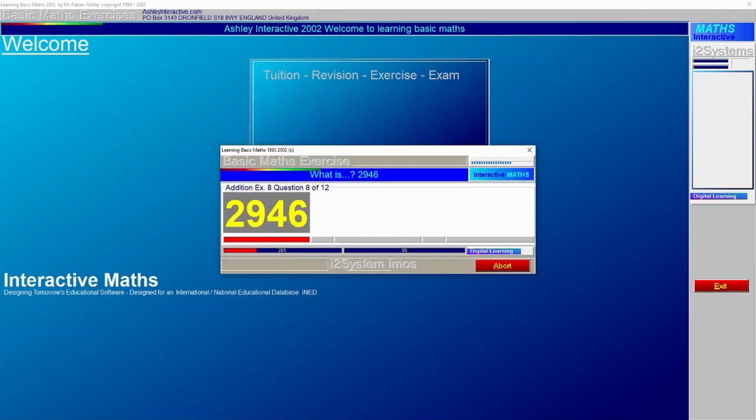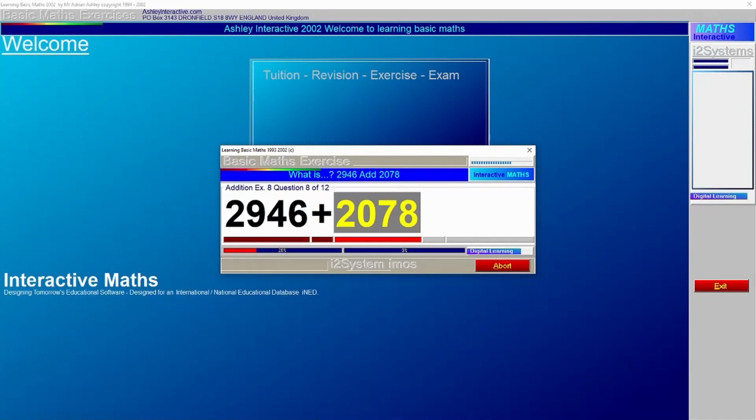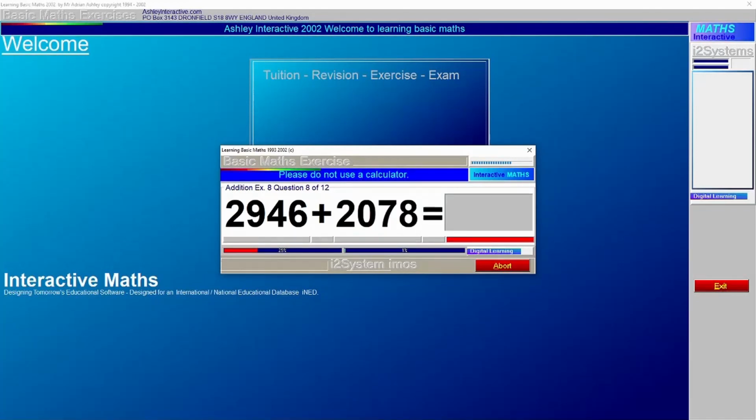What is 2,946 add 2,078 equal to? That is the correct answer.